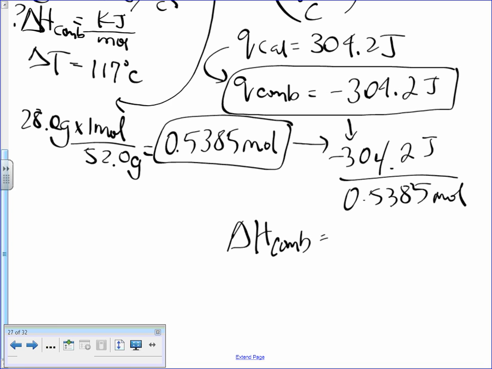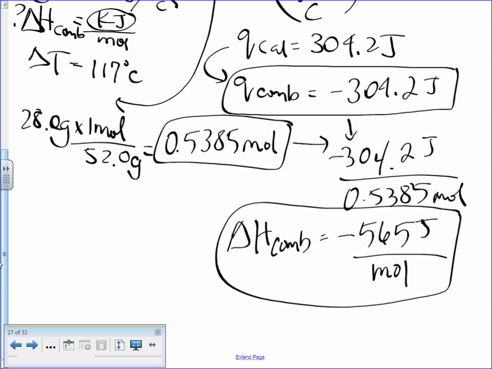It doesn't have to, but we can convert it in just a second. I'm keeping it in joules for now. This unit here can't be joules. What is that? 564.9. So negative 565 going to 3 sig figs. Joules per mole. Okay, so that's how much energy is released when 1 mole of that substance is combusted. That's a lot of energy. So that's negative 0.565 kilojoules per mole.